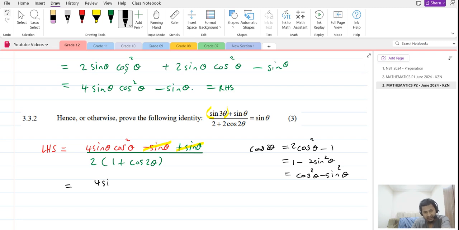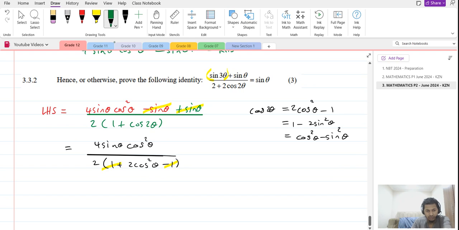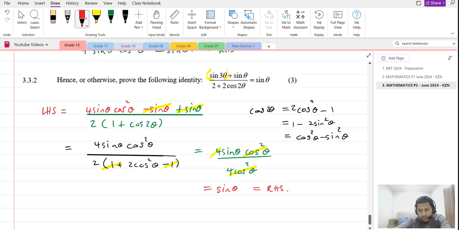So I've got 4 sine theta cos square theta over what? Over 2 into 1 plus 2 cos square theta minus 1. Now you can clearly see the 1 and the minus 1 cancel out, and you're left with 2 times 2, which is 4. So you've got 4 sine theta cos square theta divided by 4 cos square theta. Now what happens? Cos squared cancels out. So now you are left with sine theta, which is equal to the RHS. So you prove the identity. I hope you guys are understanding.